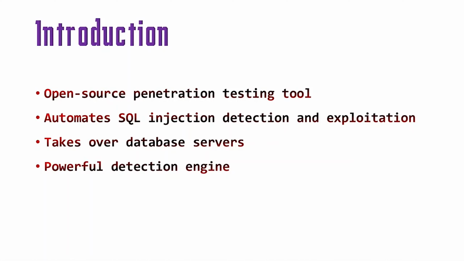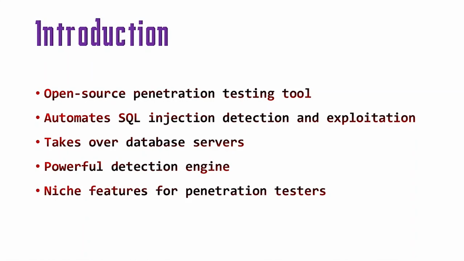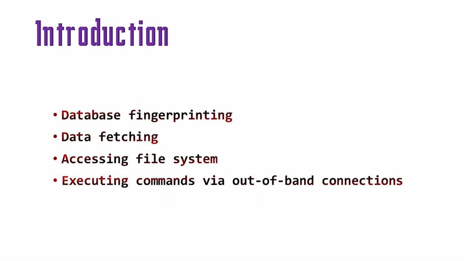It has a very powerful detection engine. SQLmap boasts a robust detection engine. It is designed for a penetration tester. It offers niche features. SQLmap has very diverse functionalities. SQLmap switches cover database fingerprinting, data fetching, file system access, and executing commands out of band.